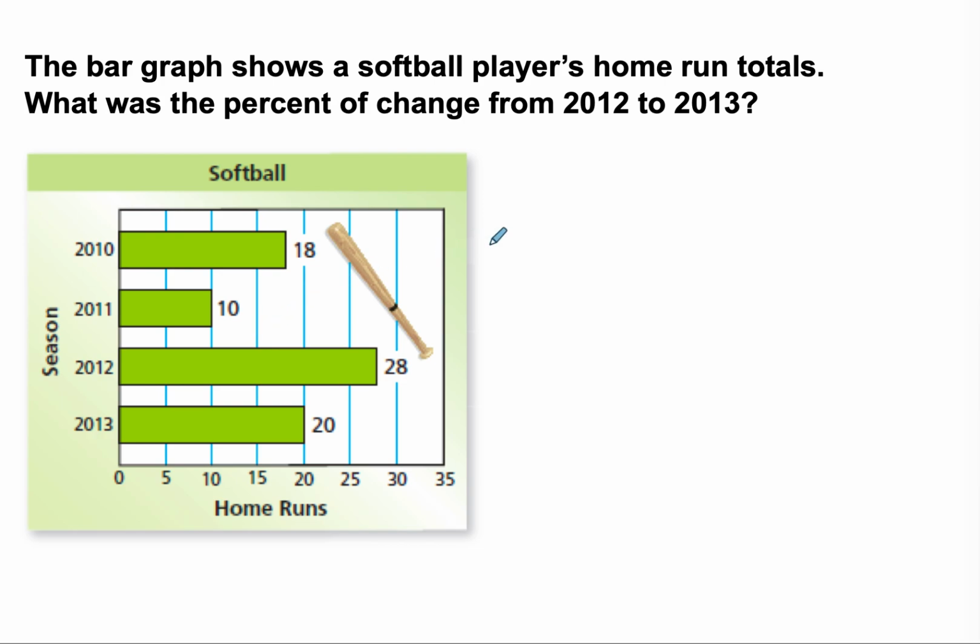All right, let's try this one. The bar graph shows a softball player's home run totals. What was the percent of change from 2012 to 2013? So we need to subtract our two values. 2012 was 28. 2013 is 20. Okay, those are the two numbers we're going to use. Go ahead and pause the video and finish this one on your own.